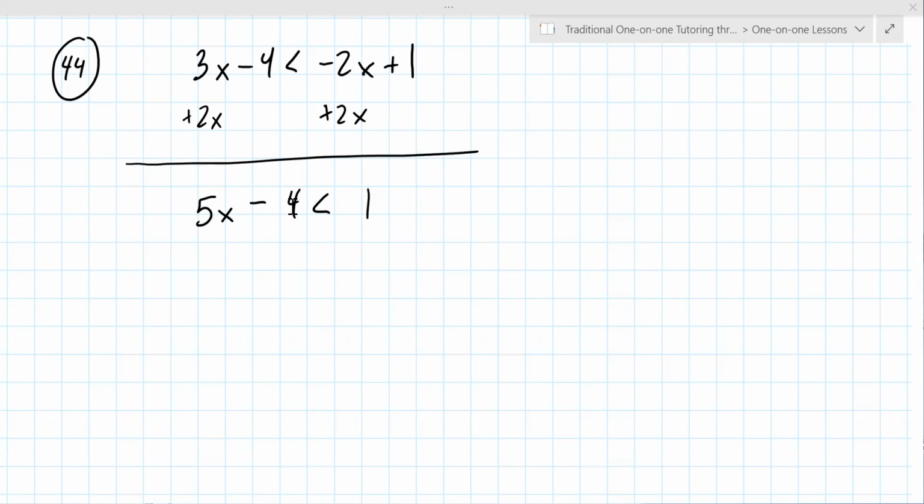So we've got this line here. We're going to add 4 to both sides. 5x is less than 5. Divide both sides by 5. X is less than 1.